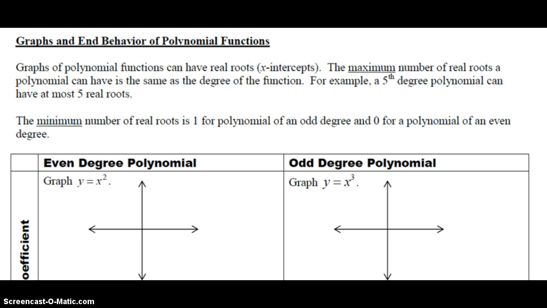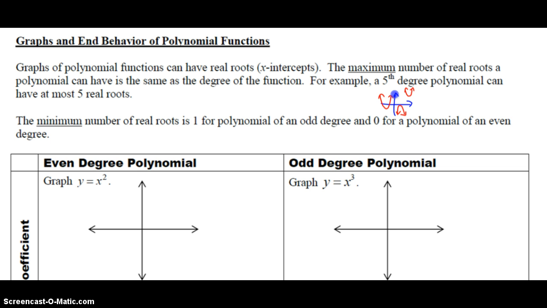And a polynomial of even degree is something that we're familiar with. If you remember, the quadratics that we did with the parabolas in chapter 5, those are even degree, degree of 2. And so if we have our quadratic, it could be 2, or it could be 1, or it could be 0 x-intercepts. And so that's why a polynomial of even degree could be 0.